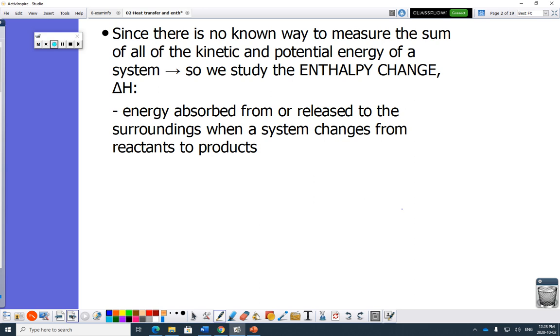in a relative way, in a practical way, we're going to study what is the delta H. We're going to call it delta H. What is the energy either absorbed or released when a system, whatever's happening, whether it's dissolving, melting, single displacement, combustion, whatever, changing from reactants to products. And what we're going to do today is we are going to put our system in some kind of surroundings and measure the change in the surroundings and relate it to the system.